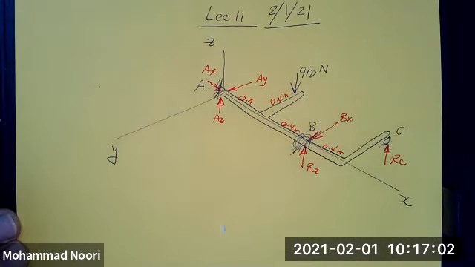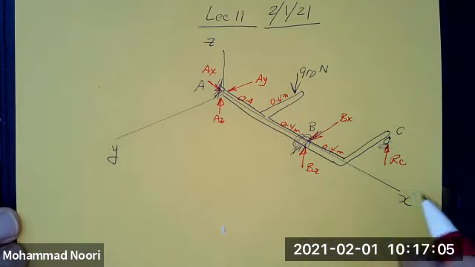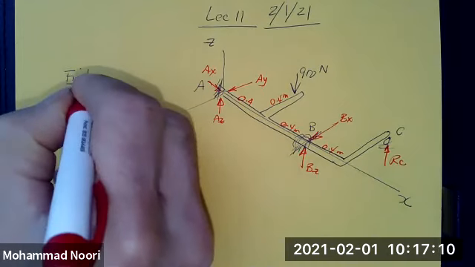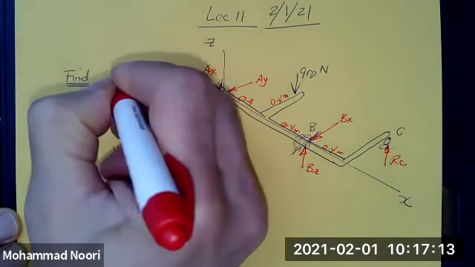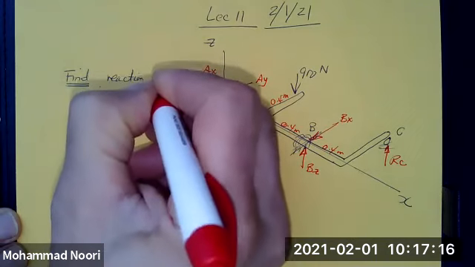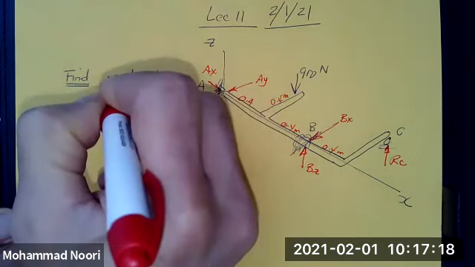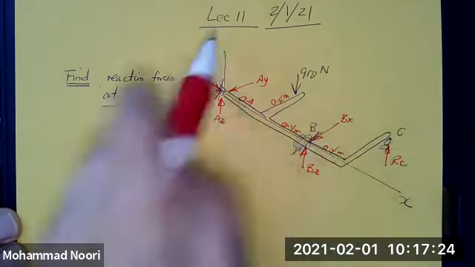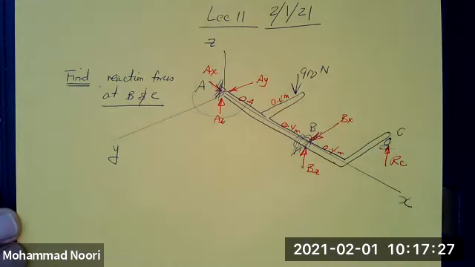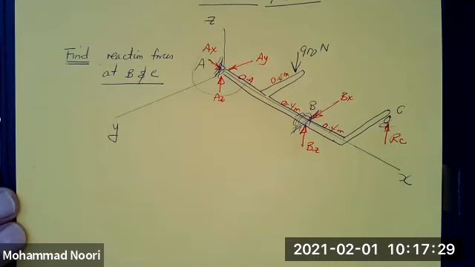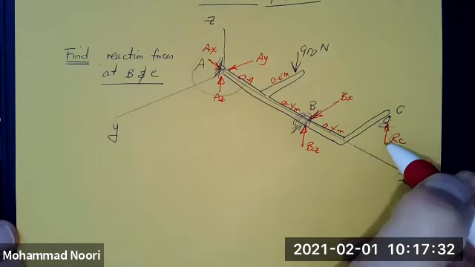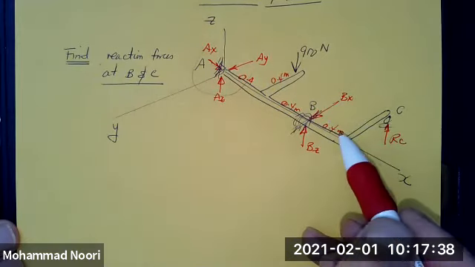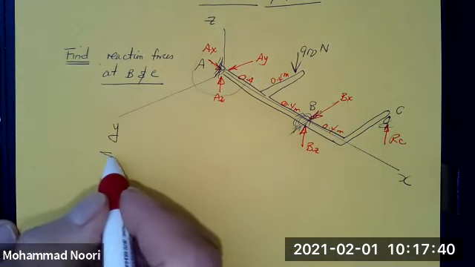So to start with, the problem is asking you to find reaction forces at B and C only. It's not asking you even to find reaction forces at A, although you can find them, and I will do that.